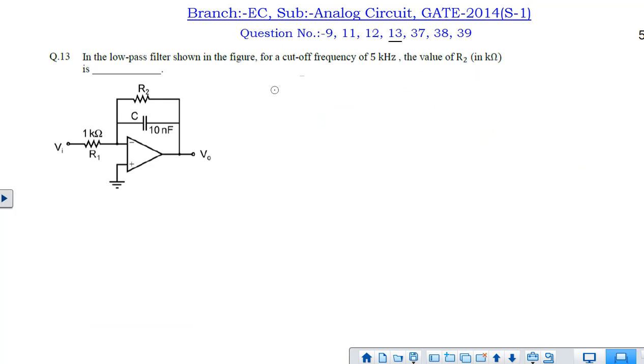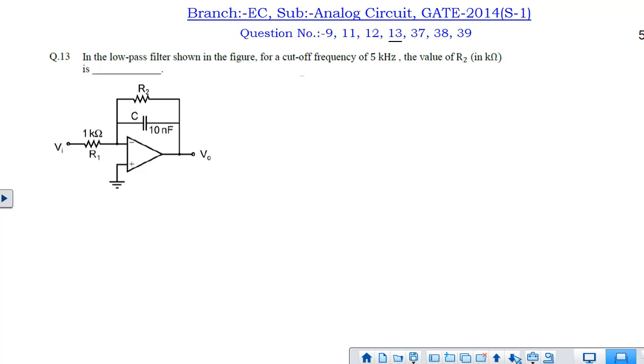Next question is question number 13. In this question, a low pass filter circuit is given, that is, an active filter using op-amp is given, and also the cutoff frequency of the filter is given to be 5 kHz. We have to find out what is the R2 resistance value in kilo ohm for this scenario.